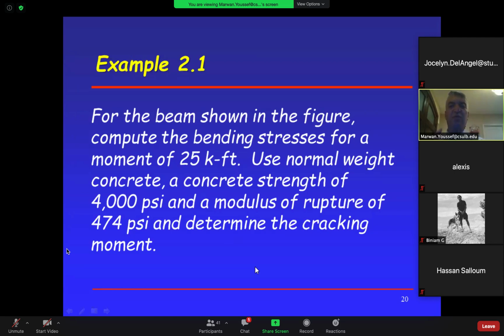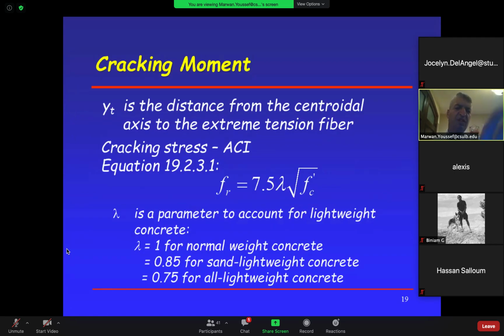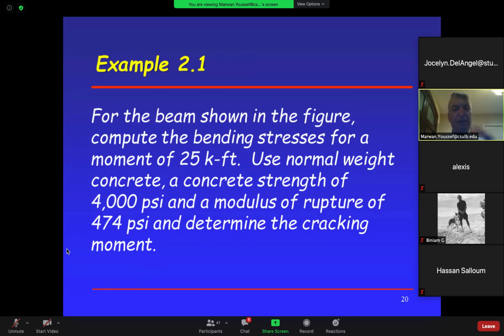This way you understand what's going on with the beam, not just applying the formula and, oh, this is the modulus of rupture. We don't know what it is, but this is it. So you got a feel for that? Any question on that? All right, so this is the example.